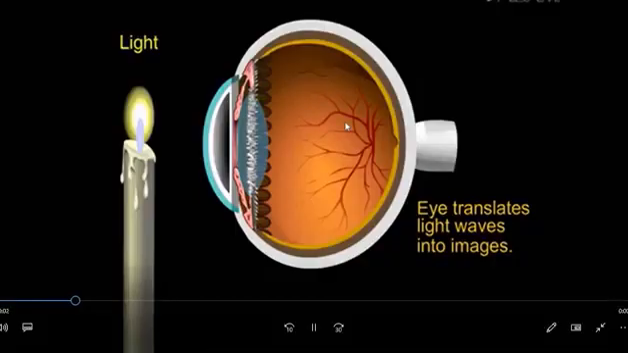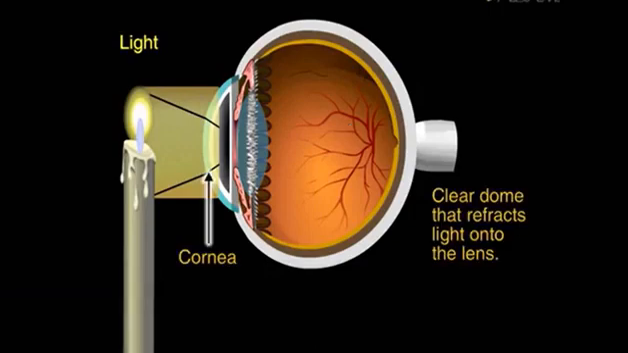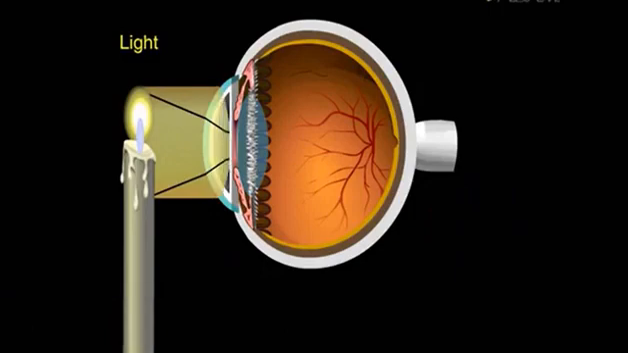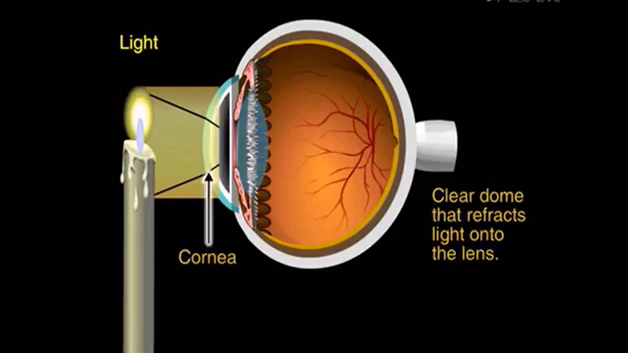Whatever light is received by the eye will first pass through the transparent layers like the cornea, and then it will pass to the lens. From the lens it goes to the third layer, that is the retina. In this picture you can see here, the candle is the image which has to be formed in our eyes. So when the light falls on our eye, the cornea will receive the light.